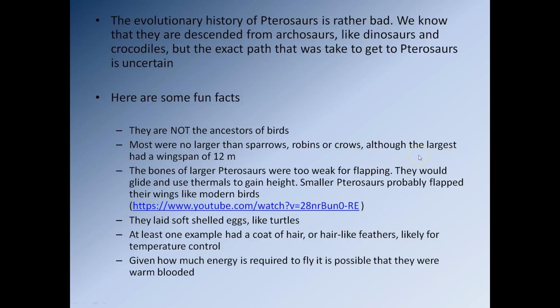So the evolutionary history for the pterosaurs is particularly bad. So we know they're descended from the Archosaurs, so obviously that's essentially the same ancestor that gave rise to the dinosaurs, the crocodiles, the turtles, etc. But the exact path to get to the pterosaurs is quite uncertain. And the reasons for that are, number one, the bones are hollow. They're weak, they're fragile, they do not fossilize well.